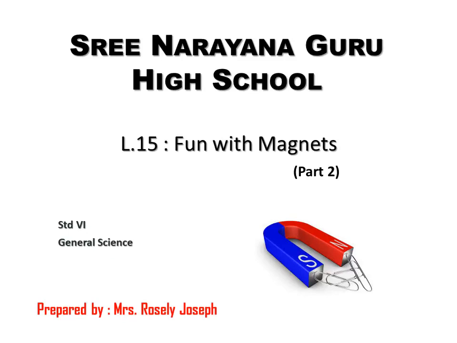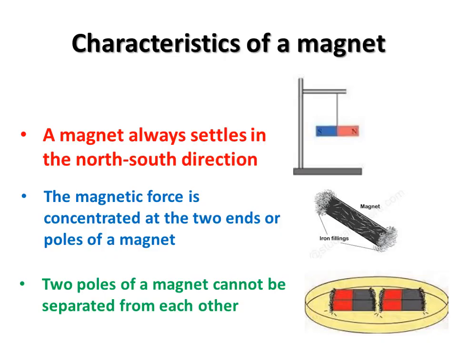Hello students, today we shall continue with lesson 15 Fun with Magnets. In the previous video, we have already seen a few characteristics of a magnet. A magnet always settles in the north-south direction. Second, the magnetic force is concentrated at the two ends or poles of a magnet, and the two poles of a magnet cannot be separated from each other. Now today we shall learn a few more characteristics of a magnet.